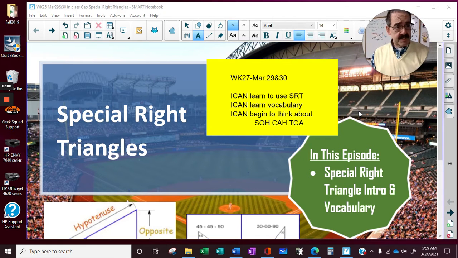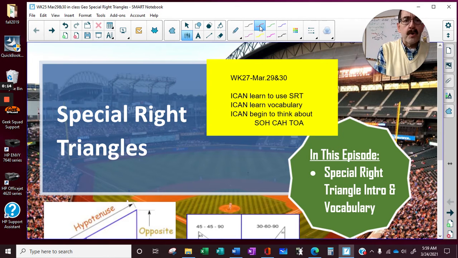So last week was a skill builder week. This is a down and dirty week, okay? And sometimes when we're in a hurry, we just write SRT for Special Right Triangles, okay? All right, so let's get started.